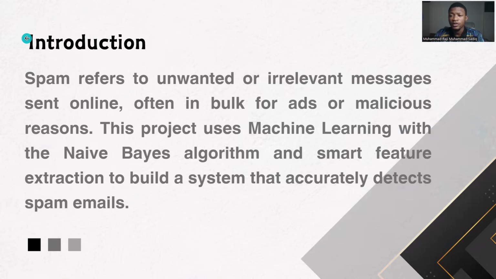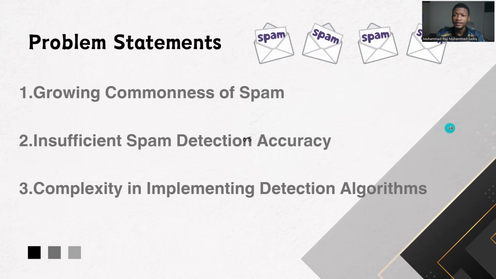So first, what is spam? Spam refers to unwanted or irrelevant messages sent online, often in bulk or ads, for malicious reasons. This project uses machine learning with the Bayes algorithm and smart feature extraction to build a system that accurately detects spam emails.